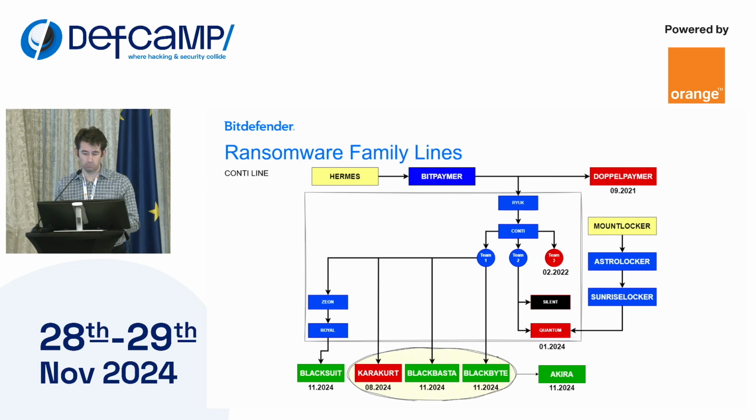Ryuk. And the quantum ransomware, which of course is dead at this moment, also inherits from Sunrise Locker and Astro Locker, which have as root Mount Locker. Regarding the current state of this Conti ransomware evolution, we know that Conti is no more active. However, the Royal ransomware extended into Black Suite, and the Black Suite has a dark web page for victims, so they are up and fully functional at the moment.